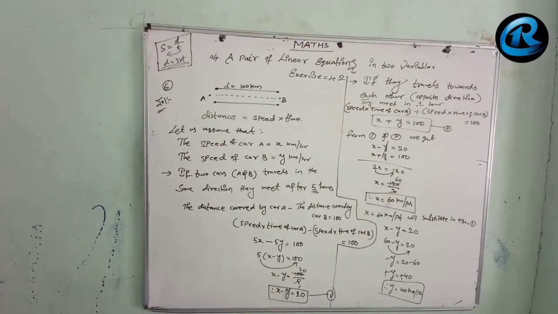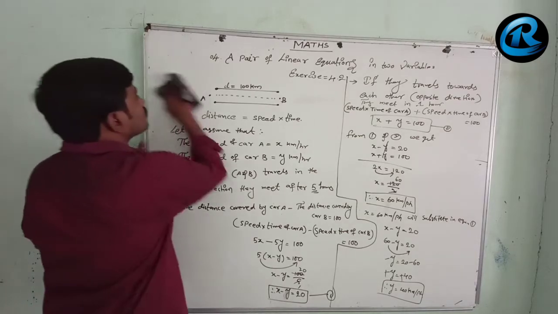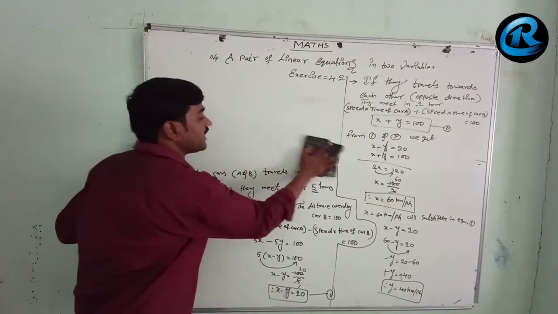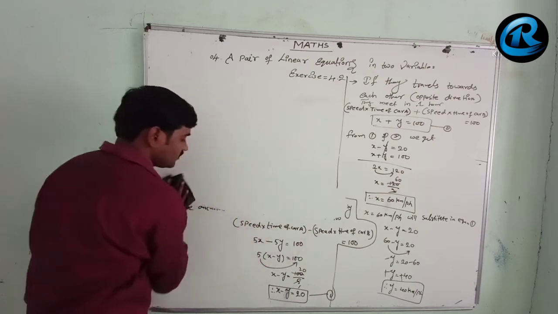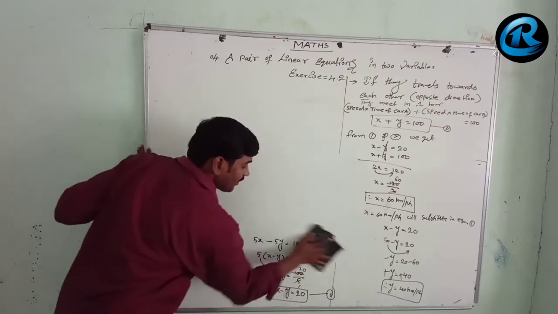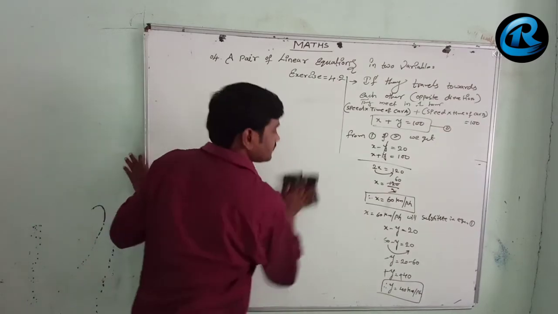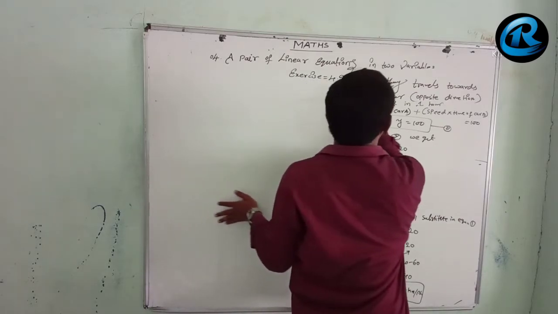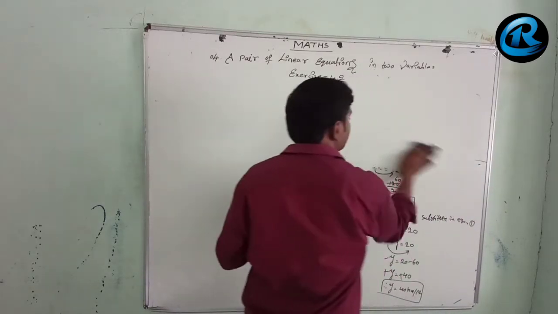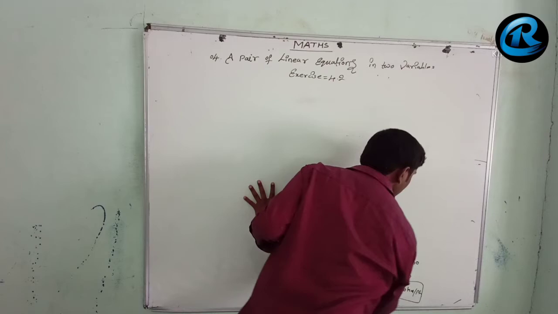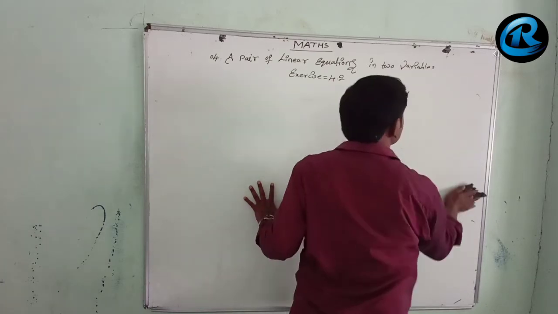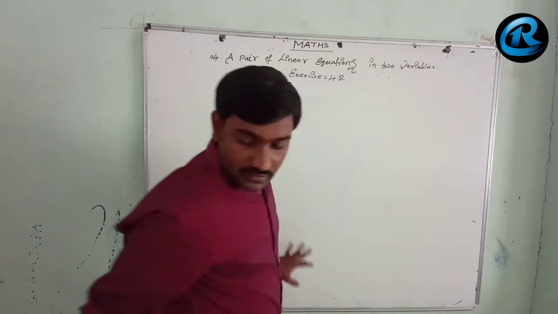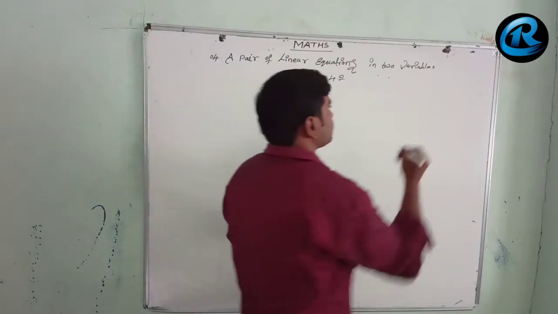Now we go for question number 8. Why 8? Already the 7th question we solved in part 1 of the same exercise regarding complementary angles. We have done that problem in part 1. So now we go for the 8th question, 9th question and 10th question. 3 more questions are left. Let us complete them in this.